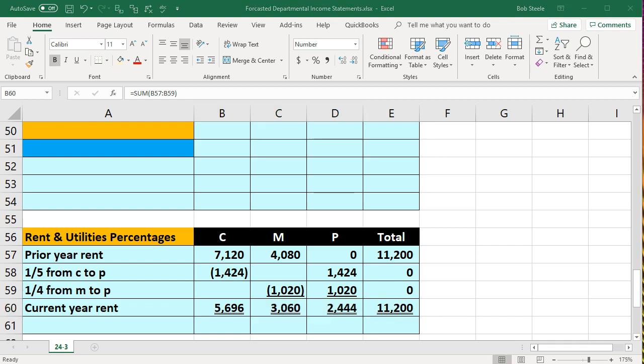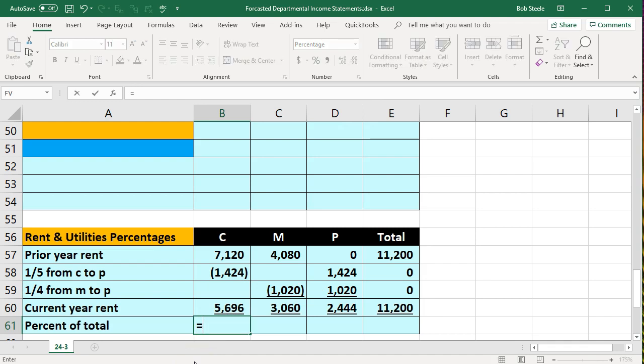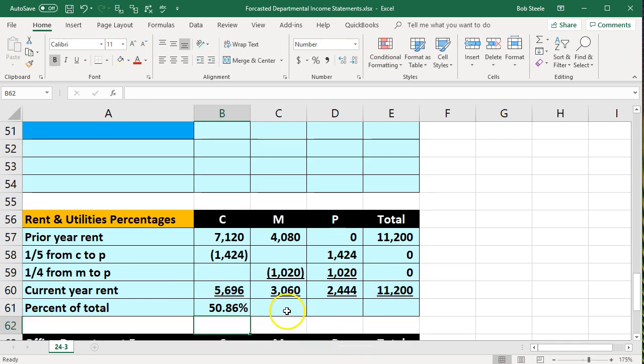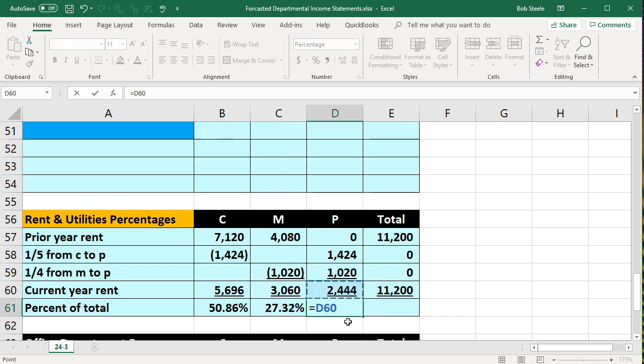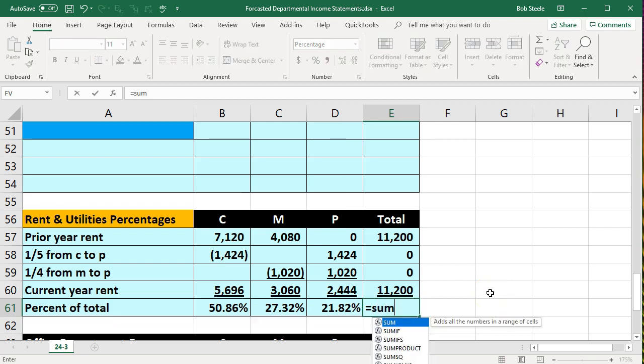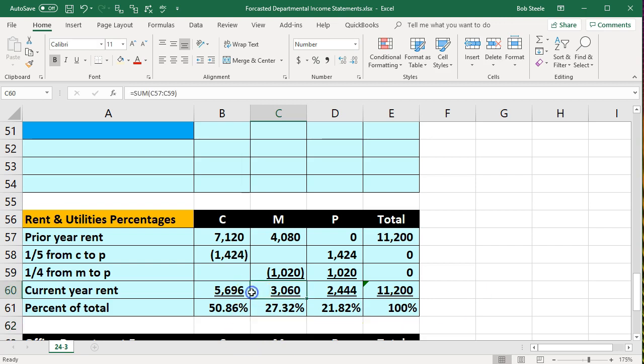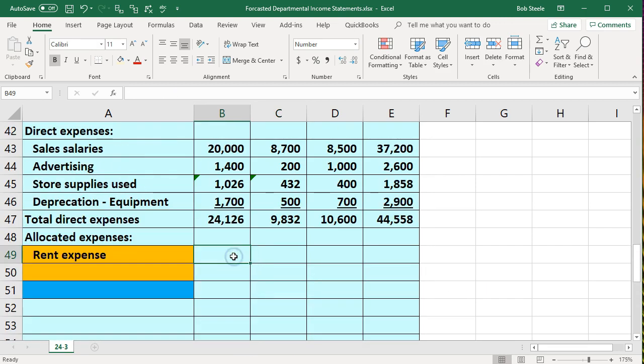Now if we want to see this on a percentage of total basis, the percentage of the total is now going to be equal to 5696 divided by 11,200. This equals the 3,060 divided by 11,200. This equals the 2,444 divided by the 11,200. And if we were to sum that up, then it should add up to 100. So that's going to be the rent that we're going to allocate. So we'll allocate the rent based on that.